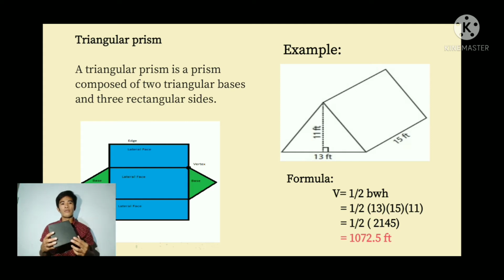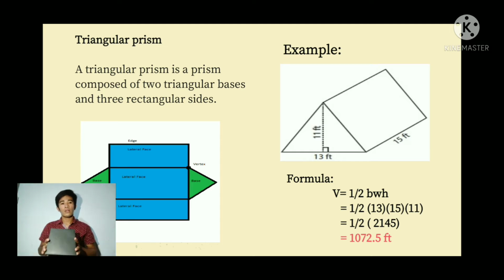So example, the given is 13 feet, 15 feet, and 11 feet. Remember, for getting the volume of the triangular prism, the formula that we will use is volume equals 1 half times base times width times height. This is the base here, this is the width, and of course this is the height.